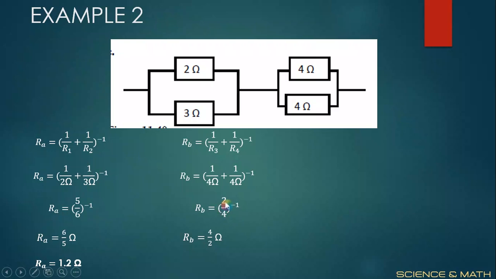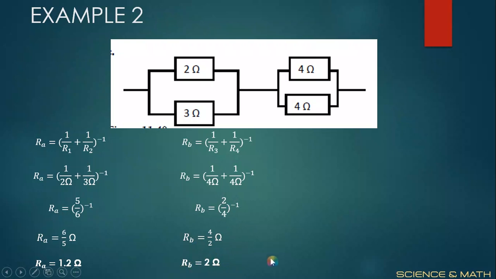This is raised to the negative 1. Remember that. And as we are saying, when a fraction is raised to the negative 1, we just invert the fraction. So we get RB equal to 4 on top, divided by 2. The units are ohms. When you do that, RB gives you 2 ohms.